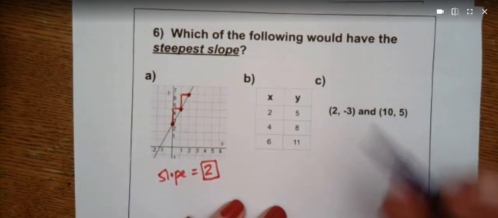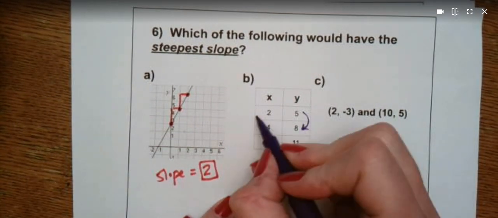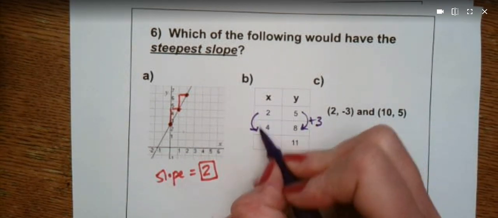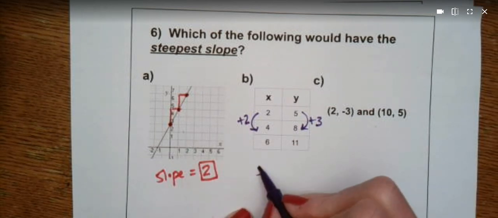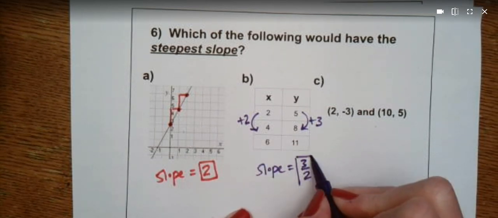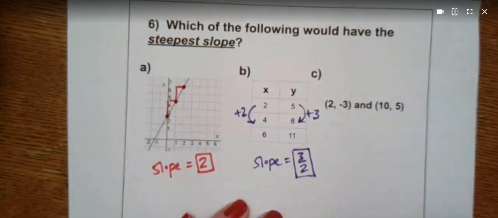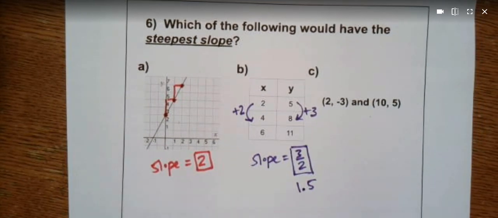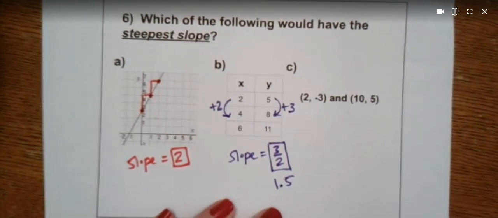On the table, to find the slope, I want change in y over change in x. The change in y looks like it increases 3. Change in x, it increases 2. So the slope here would be 3 halves, which we know that 3 halves, 3 divided by 2, is the same as 1.5. So far, this one is going to be the steepest line because it's the biggest number. Let's go to the last one.